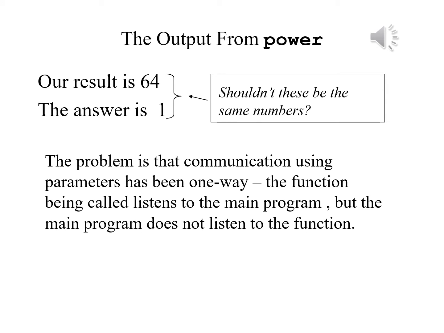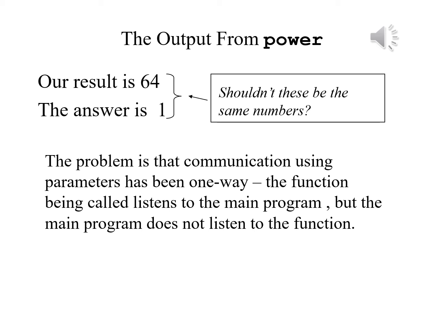We actually print the result in two places, in the method power, and after we return from power, we print it in the main program as well. Now, in both cases, we should get the same answer, 64. The problem that we see is that the main program returned the answer is 1. That was the value before we went into power. It should not be the value when we return from it, but it is.